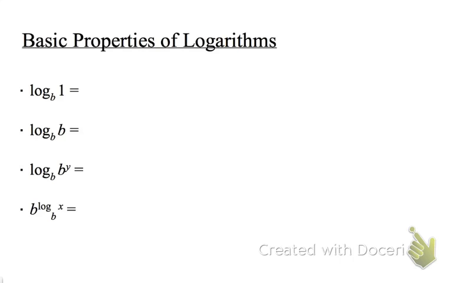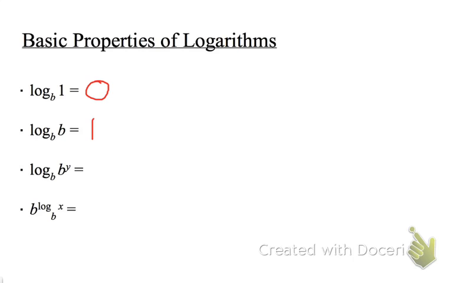These first 2 basic properties we just saw illustrated in those previous examples. If you have log base b of 1, the answer is always going to be 0, because 0 is the exponent for base b that will equal 1. And likewise, if you're taking the logarithm with base b of b, where the base and what you're taking the logarithm of match, then that answer is always going to be 1, because the first power of base b equals b.